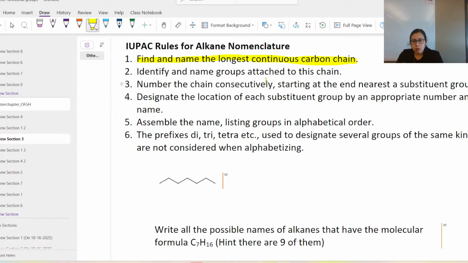And then we'll look at our groups attached to that chain. Then we'll number them starting nearest a substituent group, so you're trying to give your groups the highest priority, and we'll look at what that means. So we'll have our number, and then we can list the groups in alphabetical order and use our di, tri, and tetra to show groups of the same kind. But like I said, we'll practice and get to that.